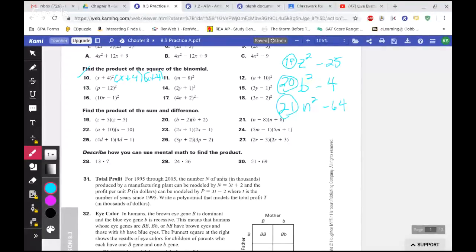And the reason for this is if you were to go back to do the foiling like we did on Monday, that middle term, for each one of these, is going to cancel. So when it's the product of a sum and a difference, the answer is going to be a binomial. So 22 is a squared minus 100. 23 is going to be 4x squared minus 1.